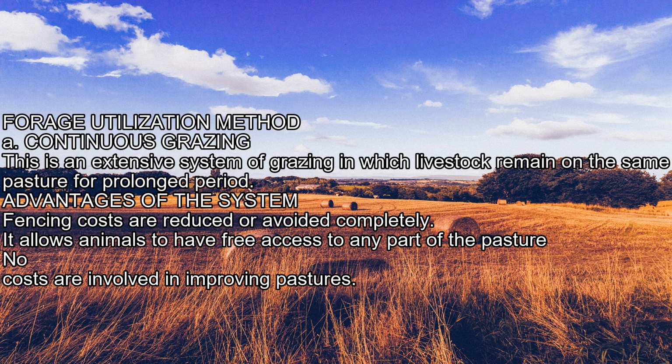Continuous grazing. This is an extensive system of grazing in which livestock remain on the same pasture for a prolonged period. Advantages of the system. Fencing costs are reduced or avoided completely. It allows animals to have free access to any part of the pasture. No costs are involved in improving pastures.